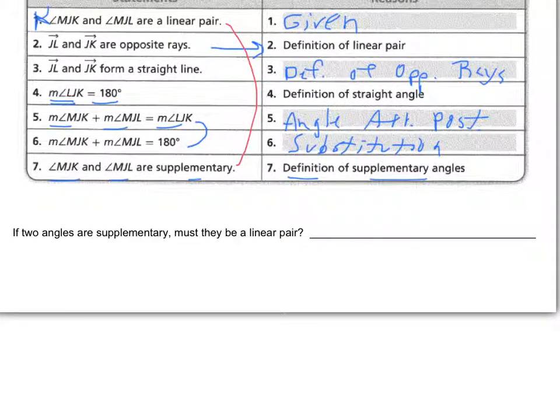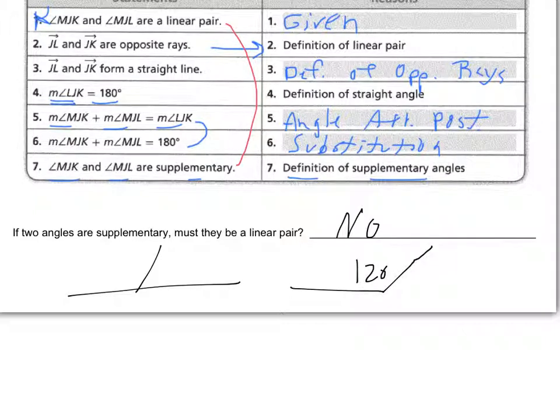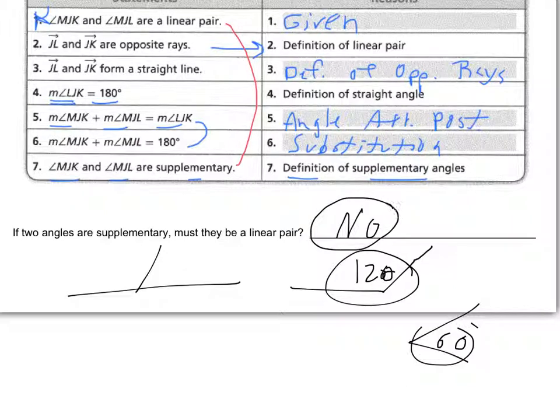Now this question, if two angles are supplementary, must they be a linear pair? The answer to that is no. Yes, these are a linear pair, these two angles. But what if I have an angle like this, and it's 120 degrees, and then I have another angle over here that's 60 degrees? Well, they add up to 180, therefore they're supplementary. Now, they're not a linear pair, which is why our answer to that question is no.